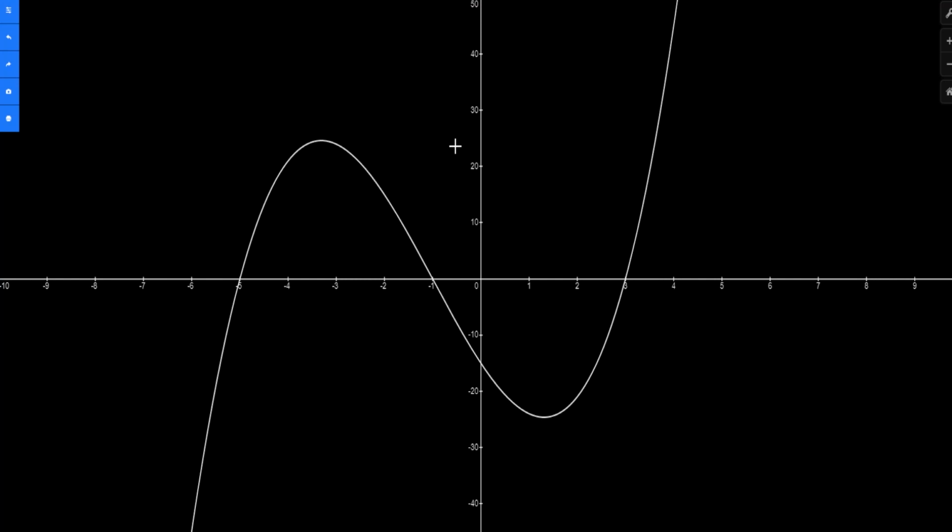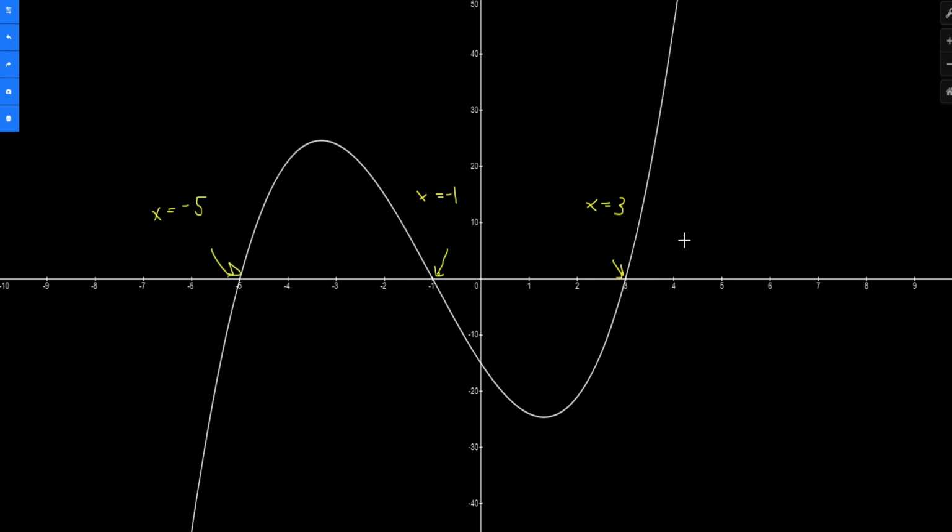We don't know exactly what function it is, but what we do know is where the y value is 0. The y value is 0 along the x-axis. So if we want to know where y is equal to 0, all we have to do is look at the points where the graph crosses the x-axis. So when x is equal to negative 5, that's a 0. When x is equal to negative 1, that's a 0. And when x is equal to 3, that is also a 0.